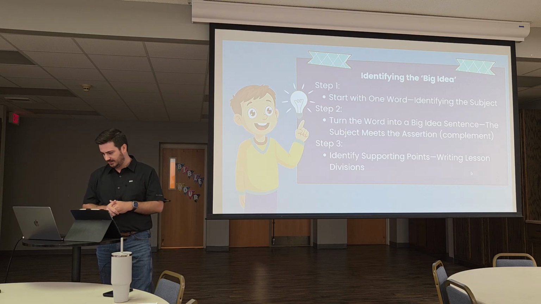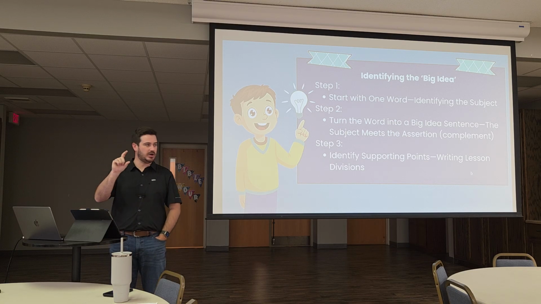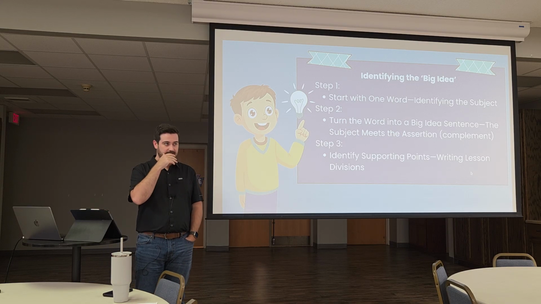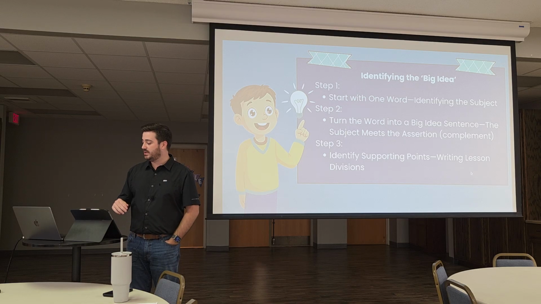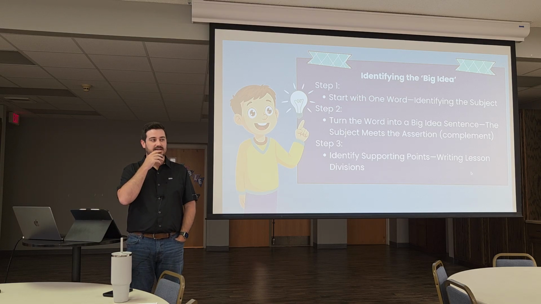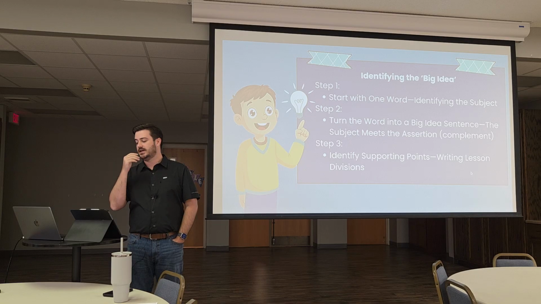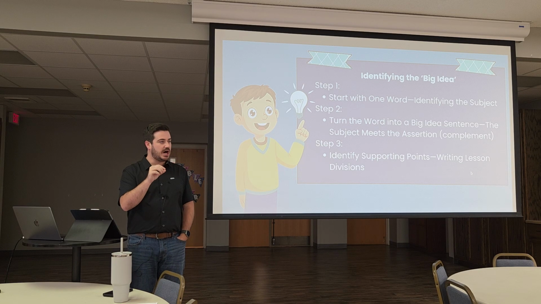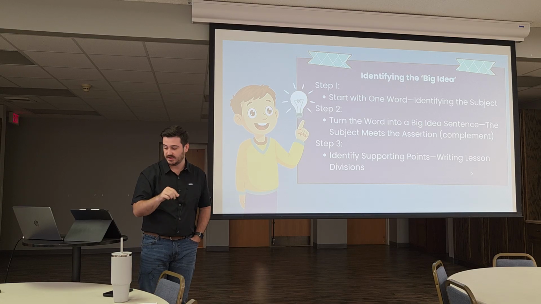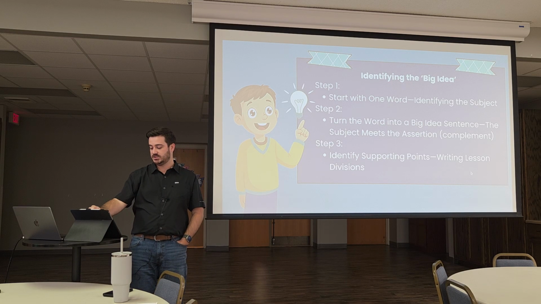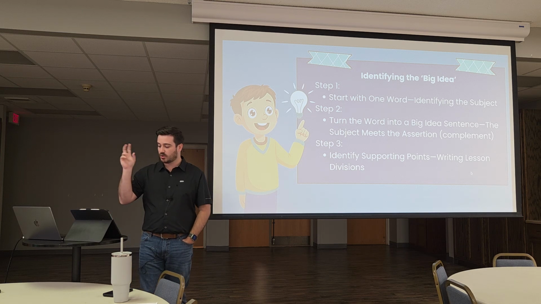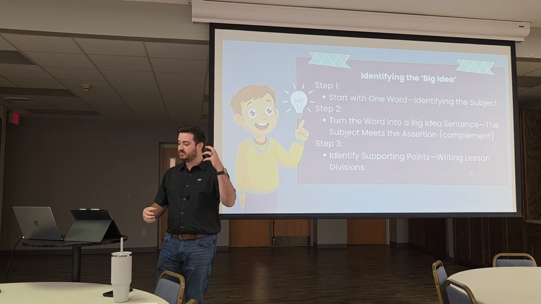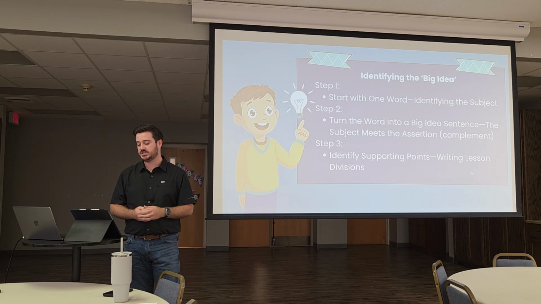So let's go to step 2 then. You turn that word that you've identified in your passage into a big idea sentence. The way you do that is by identifying the complement or the assertion: what is the author saying about that main word? So you take the anchor word and form a big idea sentence, combining the main idea and what the author is saying about it.